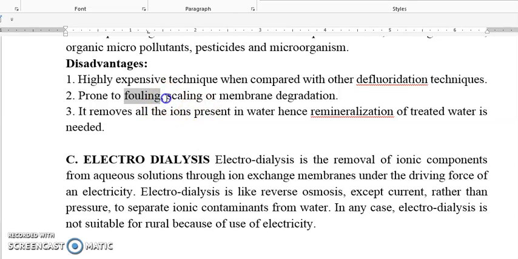Scaling, as you know, is the deposition of salts. And membrane degradation: the membrane gets spoiled after using, right? So these nanofilter membranes can get fouled easily, scaling will become a problem and the membrane itself can be degraded. It removes all the ions present in the water, therefore here also, just like in the RO plant, remineralization of the treated water is required. Water coming out of the nanofilters requires remineralization because its mineral content becomes very, very low.